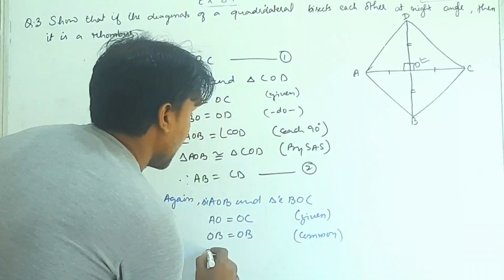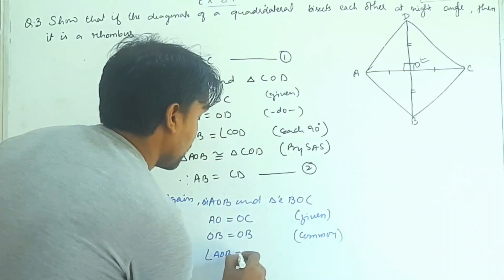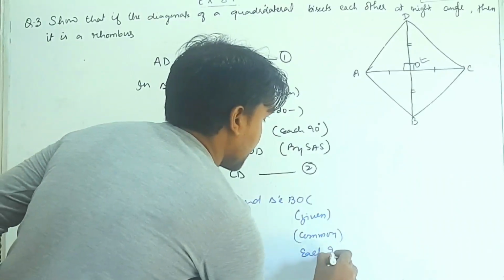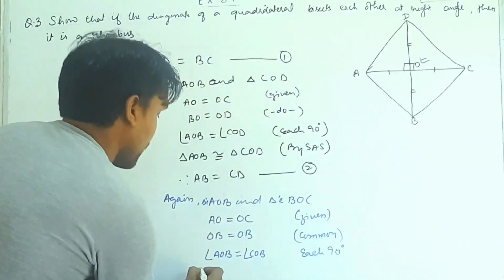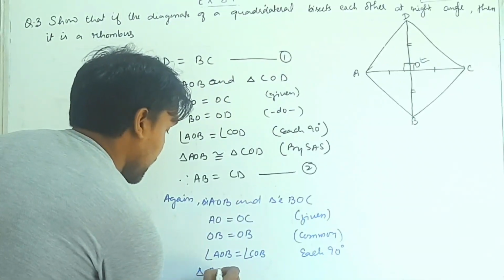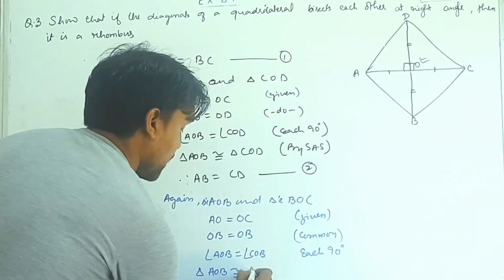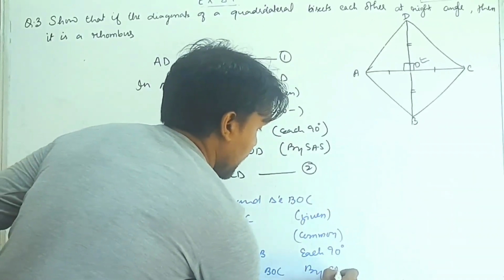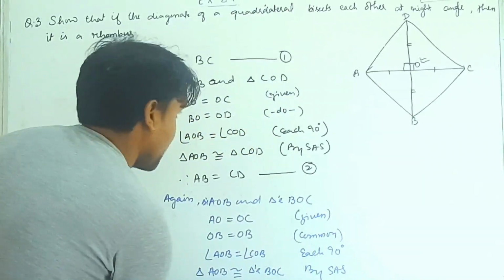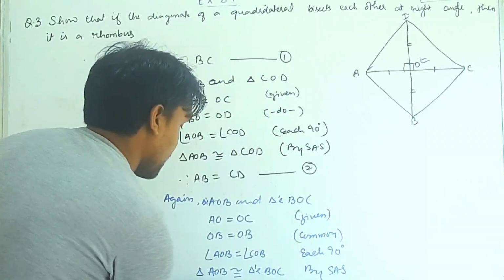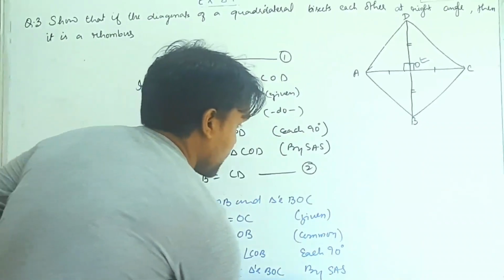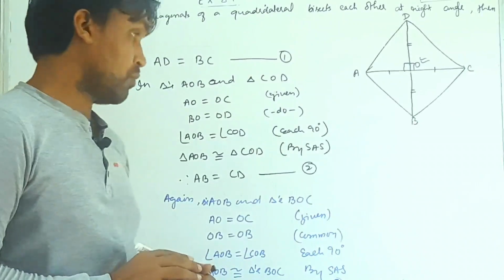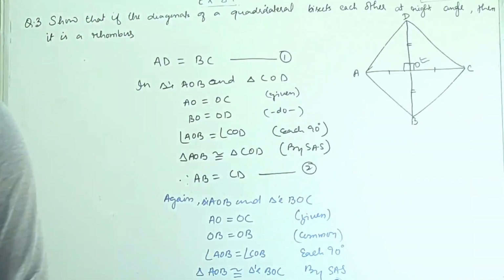Then next, what is it? Angle AOB equals angle COB. Why is it equal? Each 90 degrees. Then what will happen in the next step? Triangle AOB is congruent to triangle BOC by which property? SAS. Therefore, you will see AB will become equal to BC. Equation number 3. So dear students, pause the video and take it down quickly. I hope you are understanding. It is very simple.